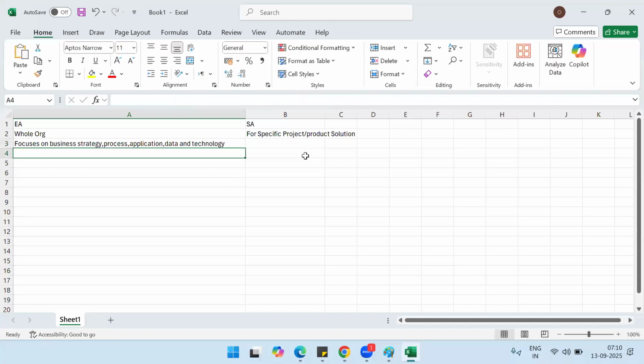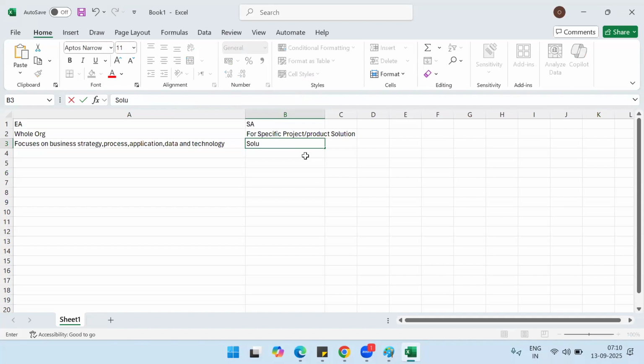Right? So now the solution architect, what will he do? Tell me. He will make sure that the technology solution fits the enterprise architect's principles. So he is basically ensuring that the solution should fit into the enterprise architecture principles.